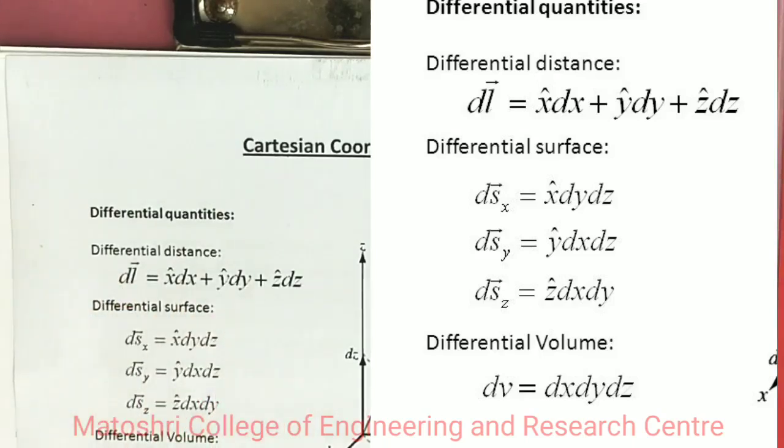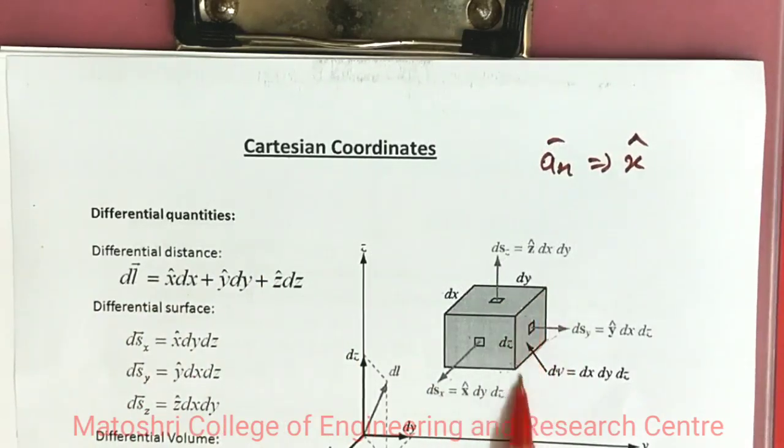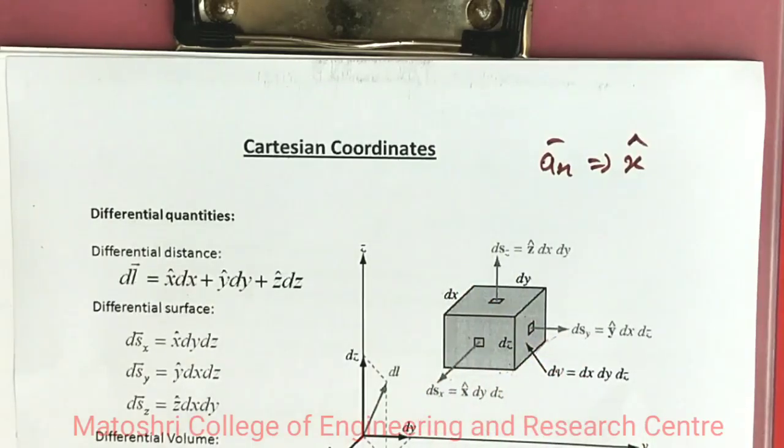Now in this case, at a time you might vary either only the x axis, y axis, z axis, or any combination of the axes. Suppose along this line you are varying only x, along this line only y, along this line only z. But when you are moving along the diagonal, you might be varying two or three coordinates. That's why this is the differential length.